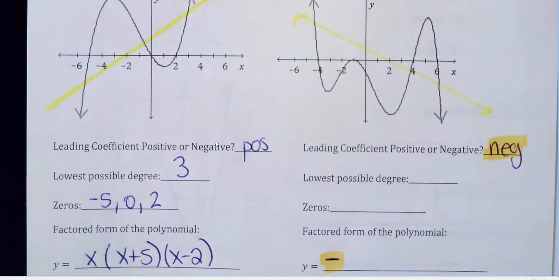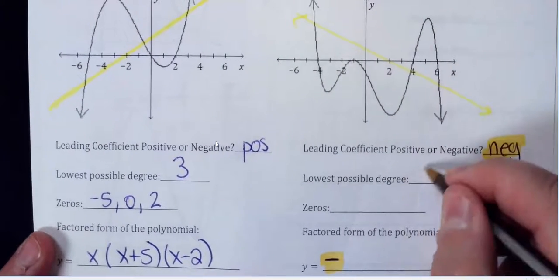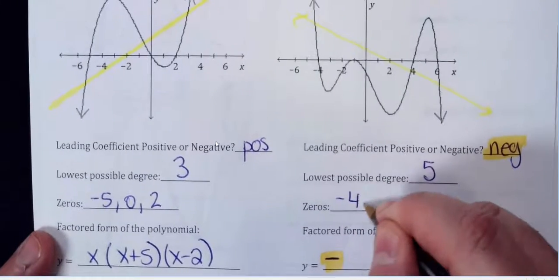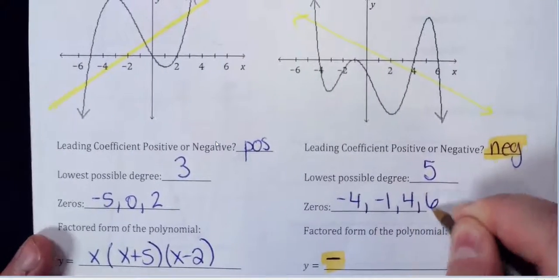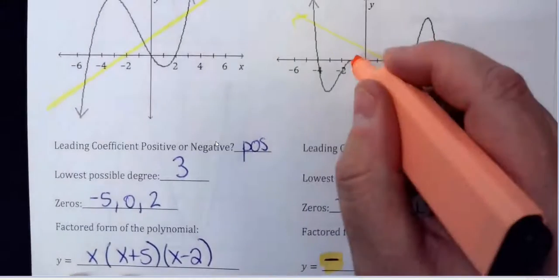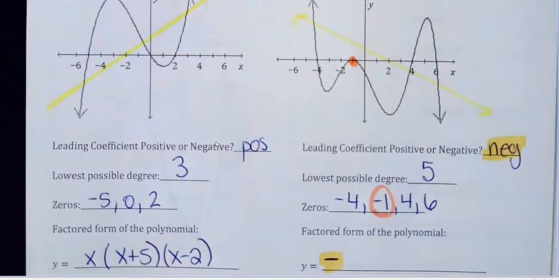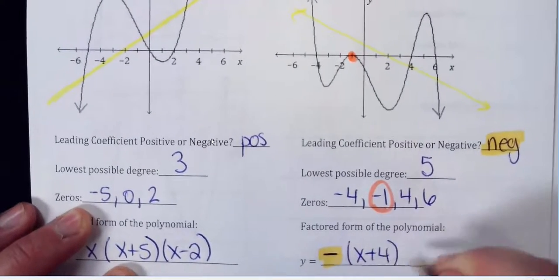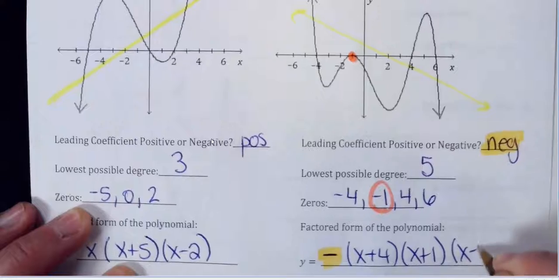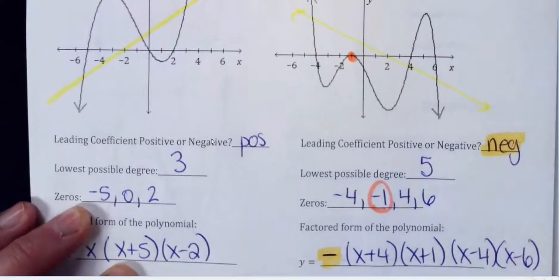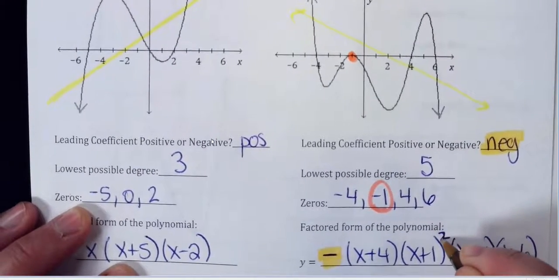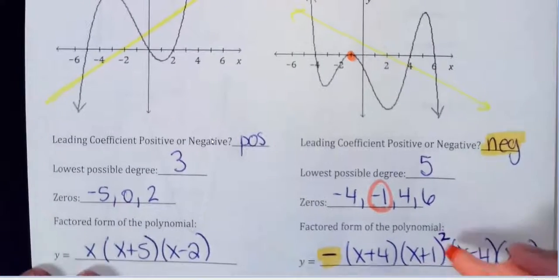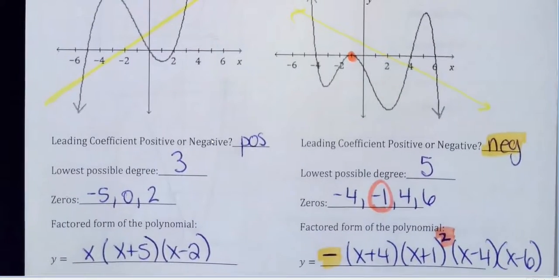What do you think the lowest possible degree for this one would be? What'd you get? Fifth, right? 1, 2, 3, 4, 5 different directions there. All right, now, -4, -1, 4, and 6. And I'm seeing a bounce, it does not go through the x-axis at -1. So just keep that in mind when you write your factors. I'm going to write these real fast. So x plus 4, x plus 1, doesn't matter the order, x minus 4, x minus 6. I would want to see an even exponent on that x plus 1 because you've got a bounce at -1 on the graph. So just don't forget that.